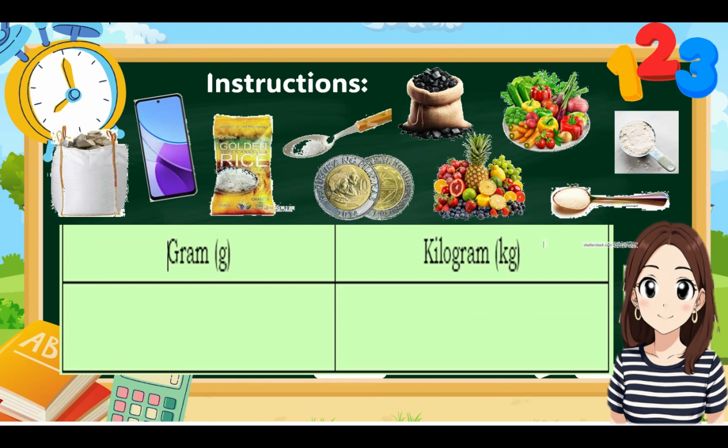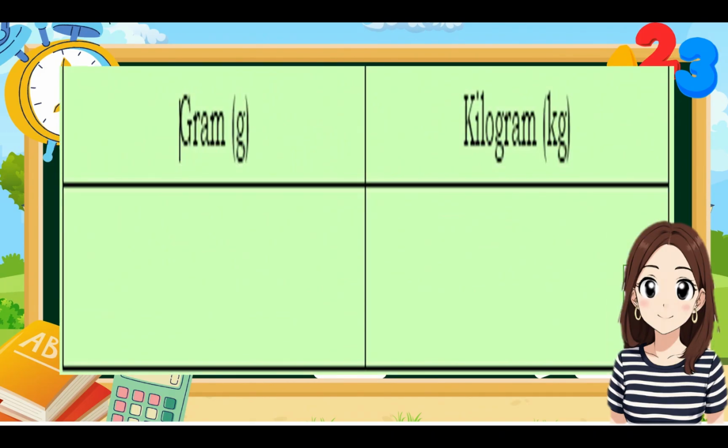You collaborate with your group mates, and then afterwards, you post your output. And then cite the commonalities and differences among your answers. And tell us why you pasted those pictures in gram or kilogram column. Now at this point, we'll check if we have the same answers.